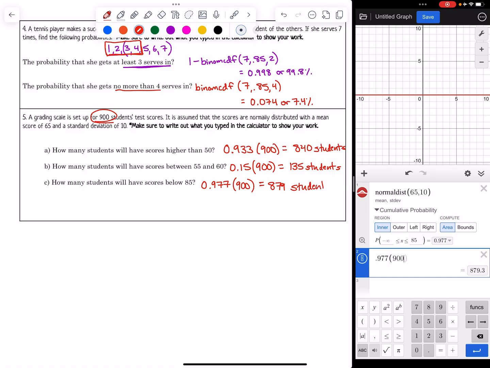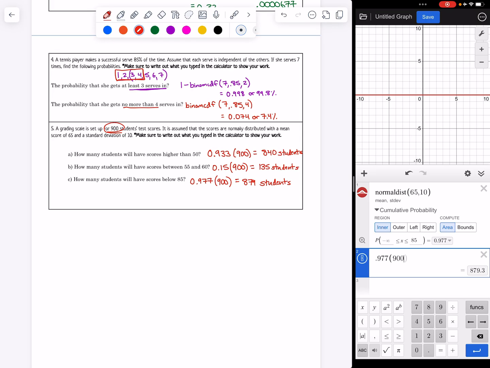So for your test coming up on Monday, just be careful that if it asks for number of students, number of chickens, whatever it's asking you for, then you need to multiply by the number after you find the probability. But if it's not asking for that and it just wants the probability, then you just leave the probability the way you find it from normal dist in Desmos. But that is it for quiz number 11.